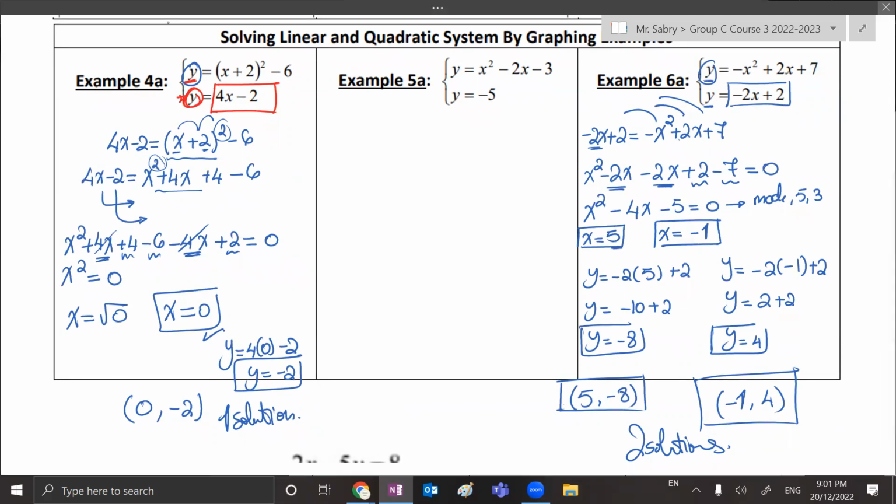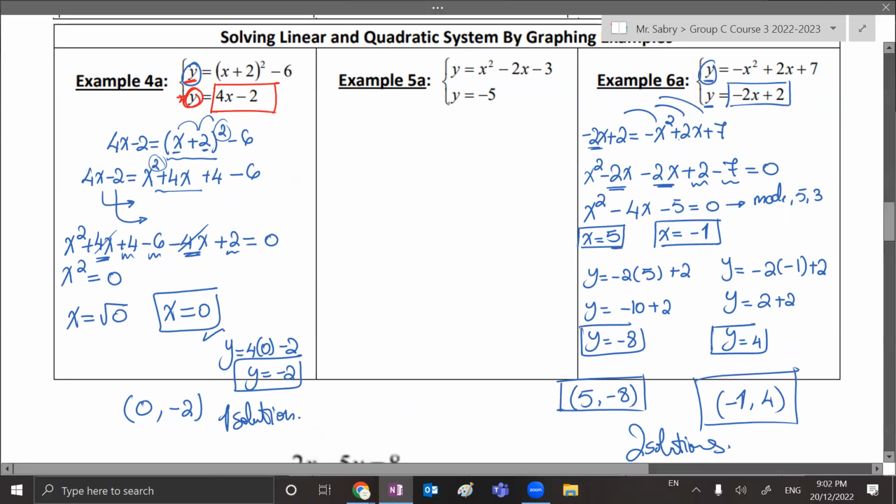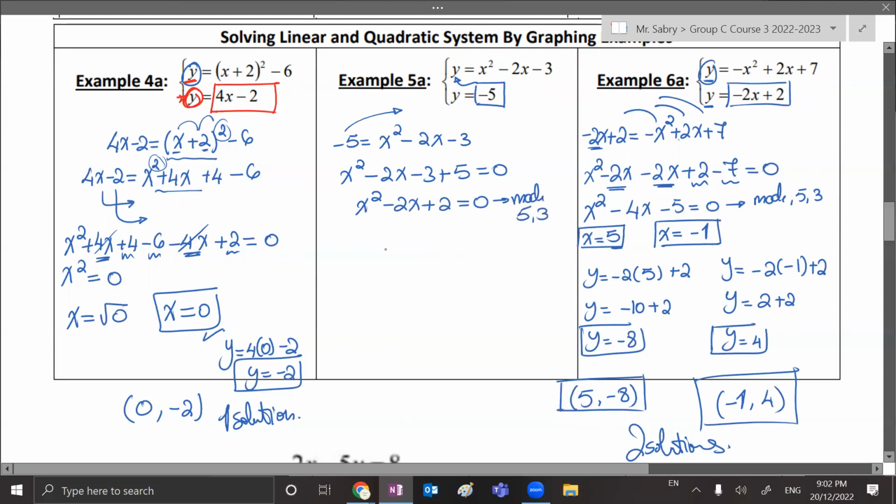Okay. Finally, the one in the middle. Same thing. The y equals to negative 5. So I'll substitute. I'll put negative 5 equals x squared minus 2x minus 3. Move everything to one side and make it equals to 0. Now I have x squared minus 2x plus 2 equals to 0. Now if you try to solve this one on a calculator with mode 5-3, it would give you x's that have i's in them. So in that case, we have no solution.